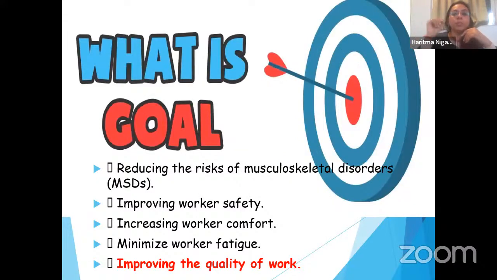Now, what is the main purpose of introducing ergonomics? What is the main goal behind it? First, reducing the risk of musculoskeletal disorders, which is very important. The second is improving working safety, increasing worker comfort, minimizing worker fatigue, and improving the quality of work, meaning a positive attitude towards your profession.